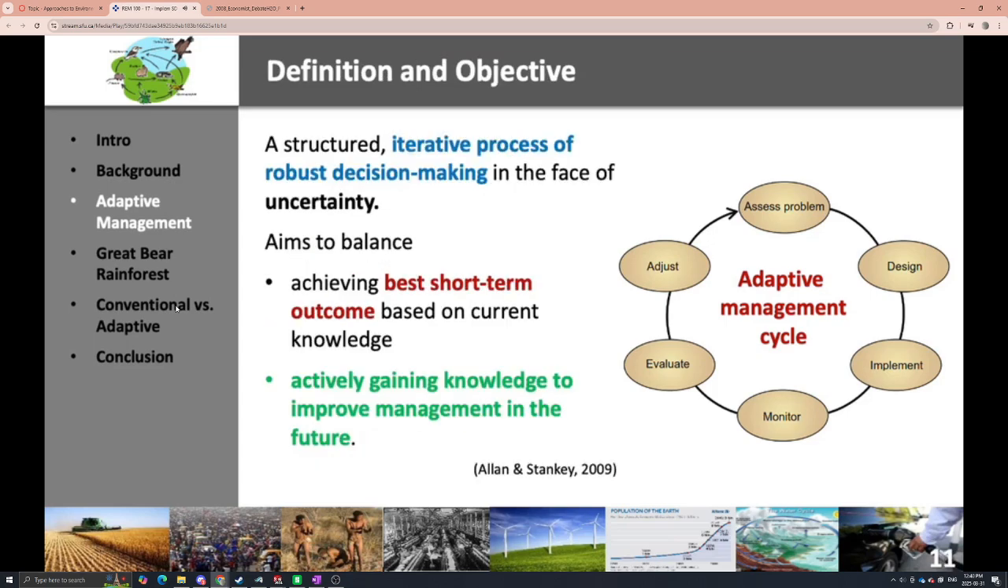To summarize the key points at this point, adaptive management is a structured and iterative process, and it's for robust decision-making when there is quite a bit of uncertainty, which is almost the case with any ecological system. The goal in adaptive management is to balance achieving the best short-term outcome based on our current knowledge while actively gaining knowledge to improve the management over the long term, so learning by doing. The key point here is that the experimentation in adaptive management is very different, as I said, than the trial and error approach, where you just simply try things out. The research in adaptive management is targeted and well designed because that's how we learn about the uncertainties and assumptions in the system.